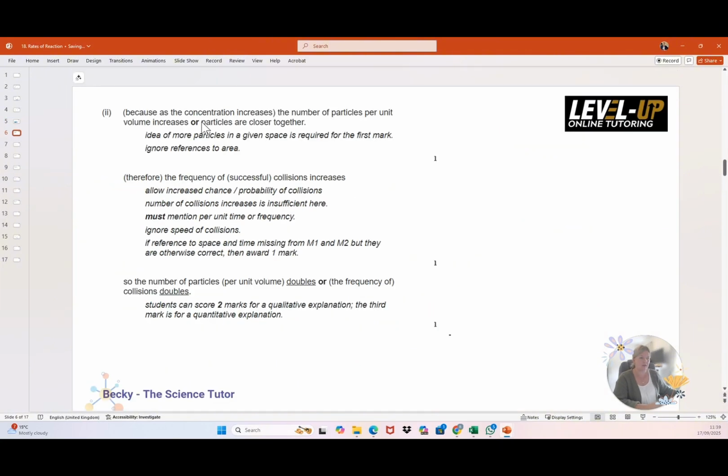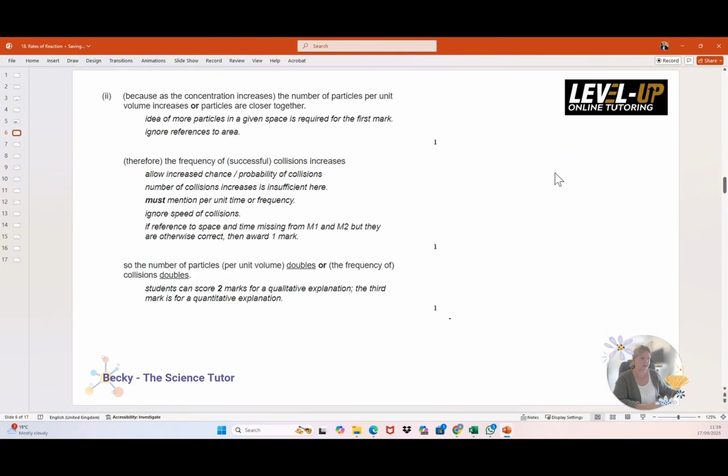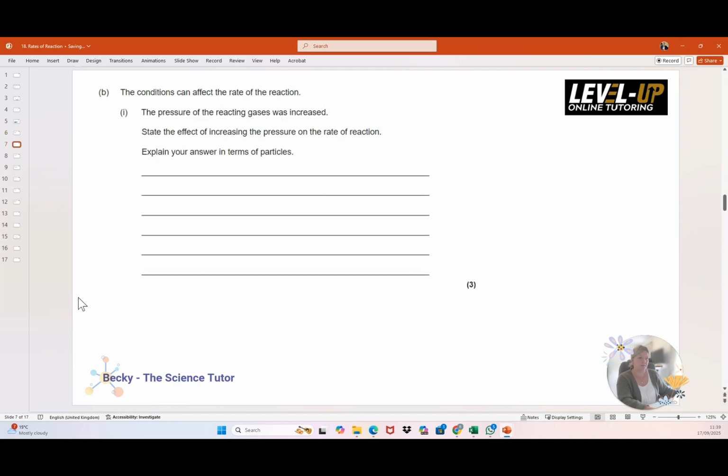Now I've put you one in here. Sorry, I can move it on. Relating to pressure. So this is a very similar sort of idea. But remember, this is because when we increase pressure, we've not got more particles, we put them in a smaller space. But again, because they're closer together this time, because they've got less space, we're still going to get increased collisions. So here we've got the pressure of reacting gases was increased.